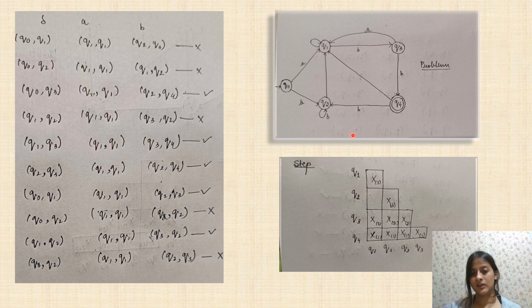Q1 at B, where is it going? Q1 at B, I can see it's going to Q3. Okay, we'll write Q3. Q3 at B, where is it going? Q3 at B, it's going to Q4. Okay, we'll write Q4 over here. We need to check Q3 and Q4. Is there any pair which is marked?